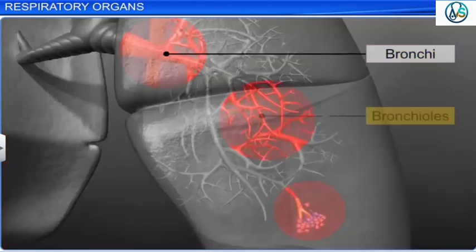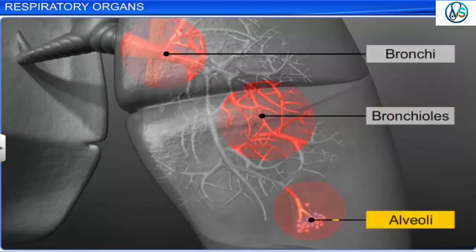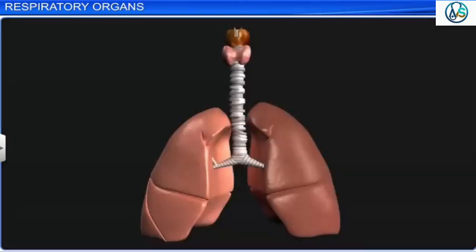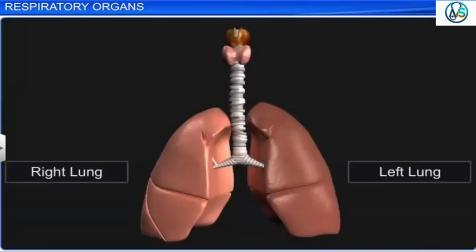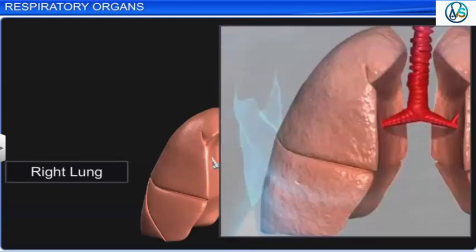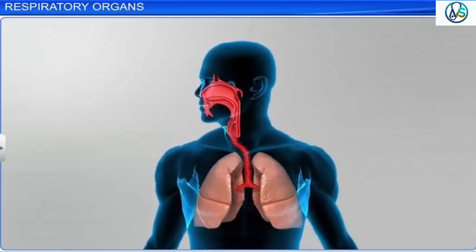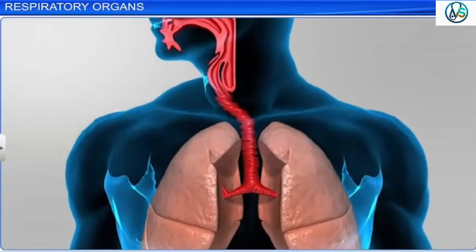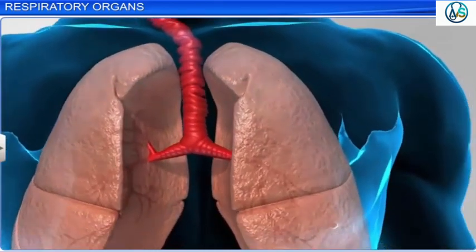Bronchi, bronchioles, and alveoli form a part of a pair of lungs, the left lung and the right lung. The left lung has two lobes and is slightly smaller because of the location of the heart near it. The right lung is bigger with three lobes. The lobes are spongy and elastic organs with broad bottoms and tapering tops.